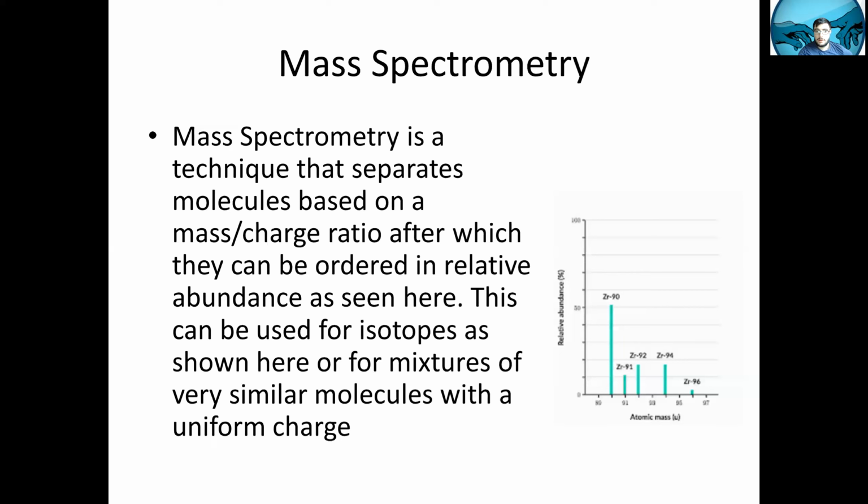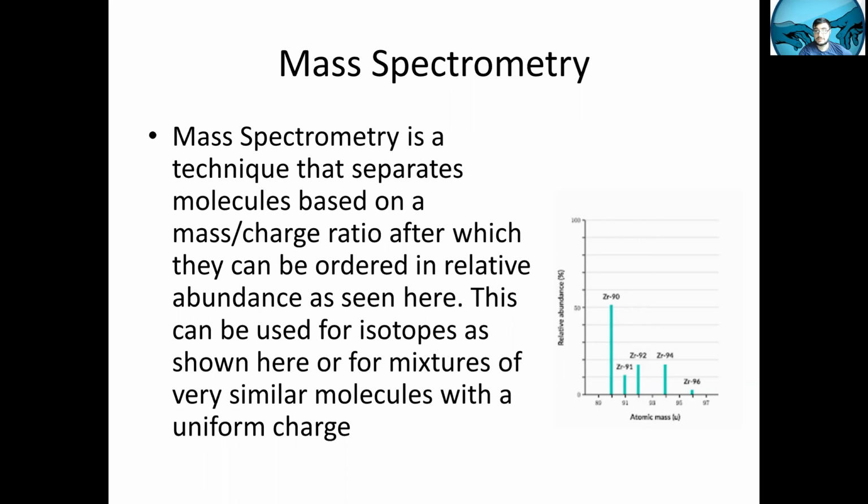Next up, let's talk about mass spectrometry. Mass spectrometry is a technique that separates molecules based on a mass to charge ratio, after which they can be ordered in relative abundance, as seen here. This can be used for isotopes, which is shown here. Remember, isotopes are elements that exist in different masses.